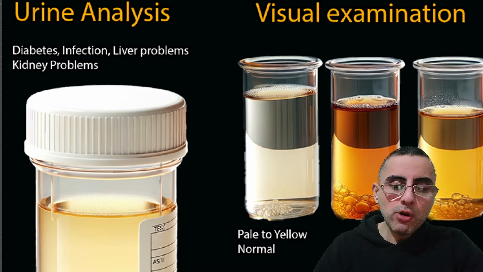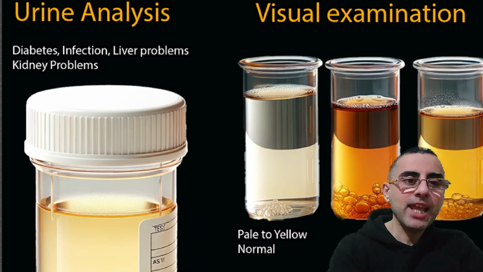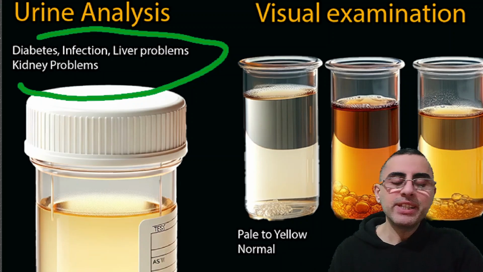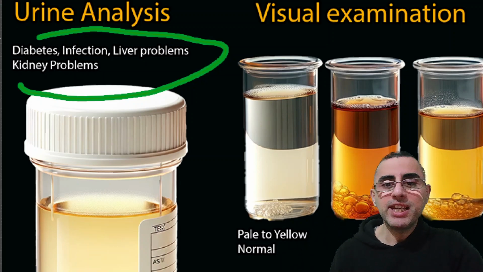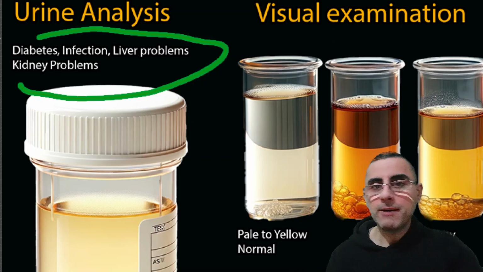We will talk about important findings in urine analysis. Via urine analysis, we can detect many diseases such as diabetes, infections, liver problems, kidney disease, and sometimes we can detect them in their early stages before symptoms appear.